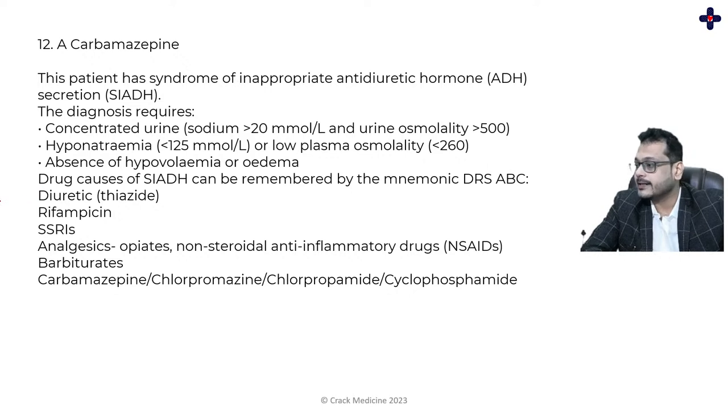So, the drugs causing SIADH can be remembered by diuretics, that is thiazide, of course, rifampicin, SSRIs, opiates, analgesics, barbiturates, and all the drugs that start from the letter C: carbamazepine, chlorpromazine, chlorpropamide, and cyclophosphamide. So we were talking about cyclophosphamide in the previous slide, and I was telling you some of the side effects. I still want you to write it down in the comment section. What is the treatment of hemorrhagic cystitis, guys?